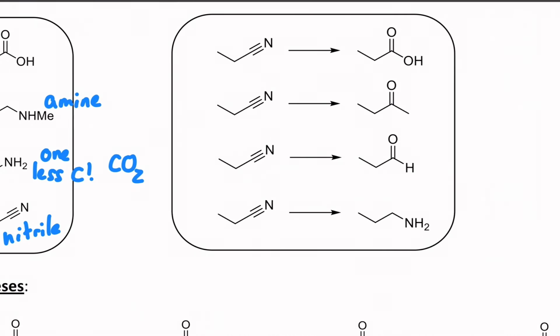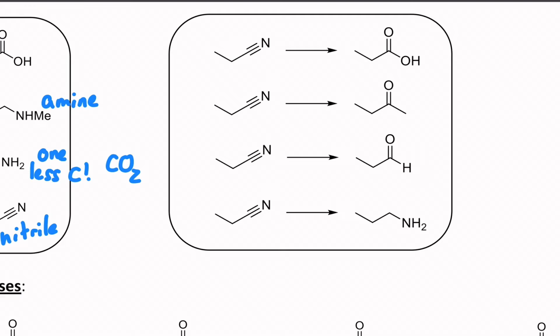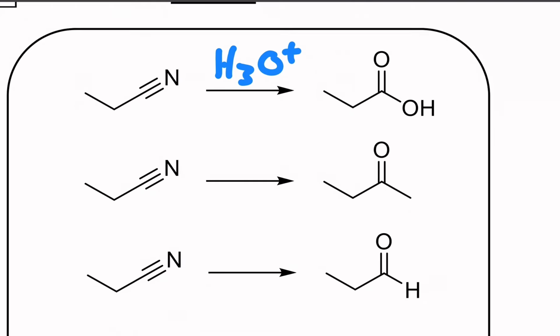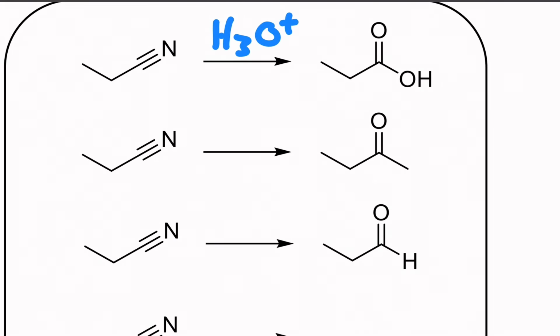To the right of that, just to finish up for today, reactions of nitriles. Nitriles can undergo hydrolysis to make a carboxylic acid. We actually did that mechanism earlier in this unit. Nitriles can also react with Grignards to make a ketone.